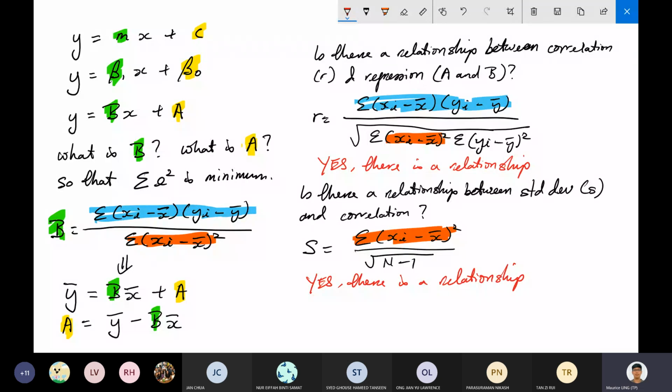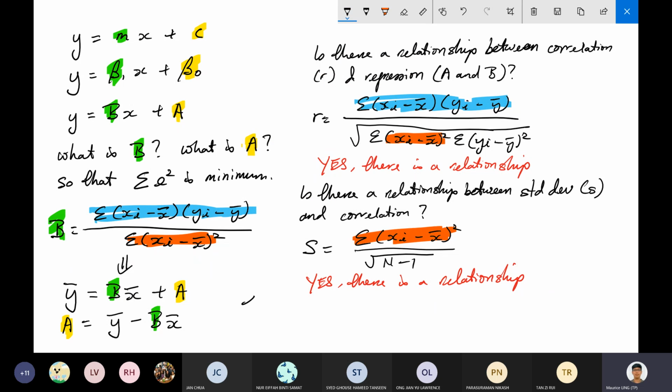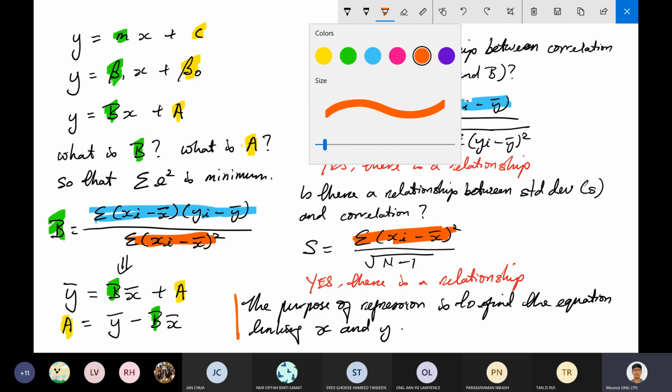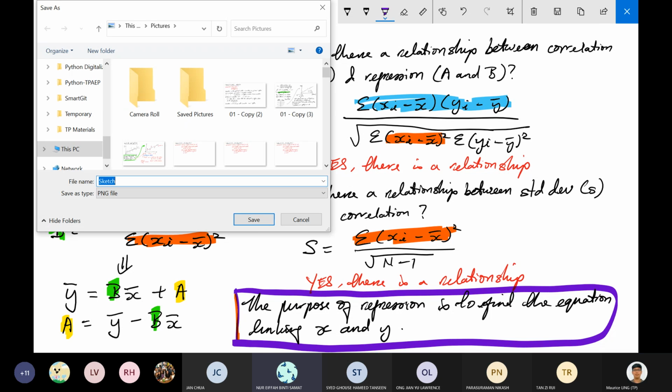So I will now put everything together. In fact, before that, let me just state one more item, which is quite important. So the purpose of regression is to find the equation linking x and y. So this is critical. What color have I not used? Blue, purple. So the purpose of regression is the equation.